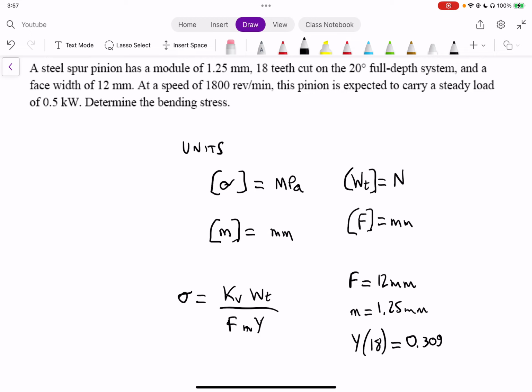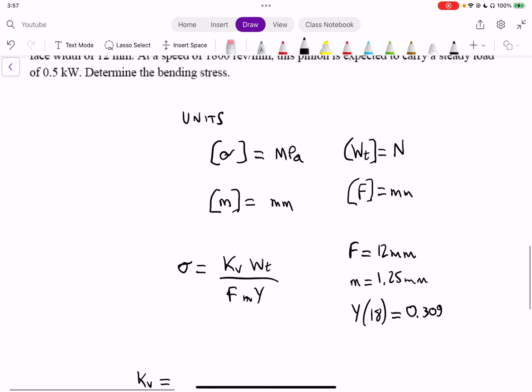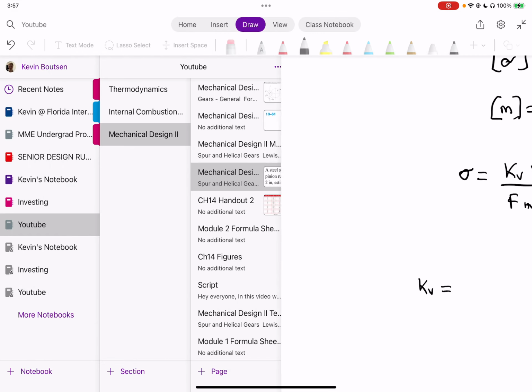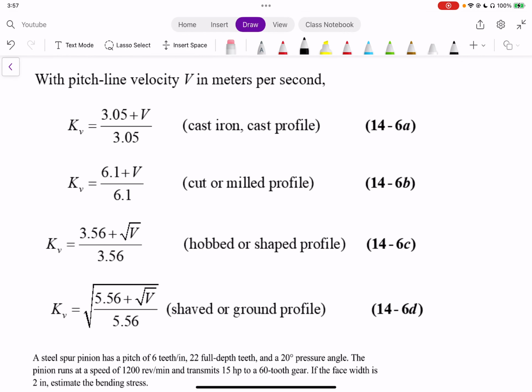So first things first is we need to find Kv just like before. We're told that we have a steel spur pinion again. So we're going to go to our handout, and we're going to go to the second Kv with the velocity in meters per second because we want to find the velocity in meters per second. Another way to do it would be to find Kv in feet per minute and then convert it to meters per second if you want to, but it's just easier to go directly to that second set of equations. So we're going to use Kv is equal to (6.1 plus V) over 6.1 because we have a cut or milled profile for steel. It doesn't tell us any specific cutting mechanism other than a standard steel gear, and we're going to go with this material.